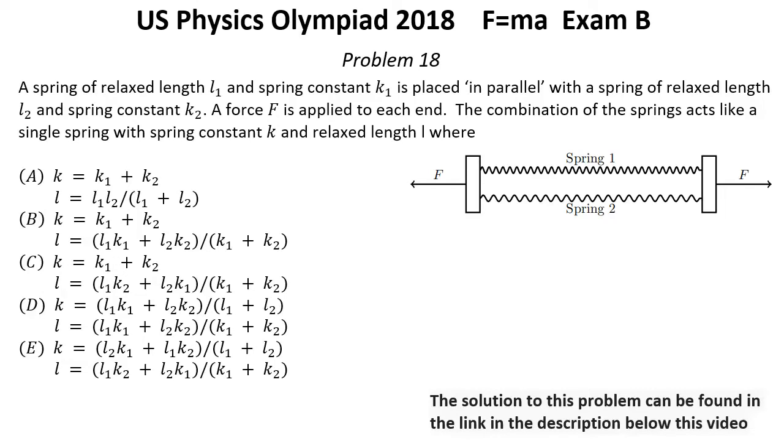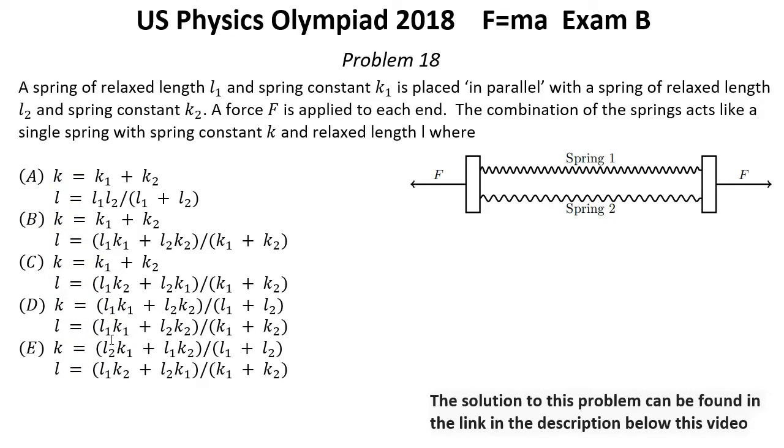Problem number 18. A spring of a relaxed length L1 and a spring constant K1 is placed in parallel with the spring of a relaxed length L2 and the spring constant K2. A force F is applied to each end. The combination of the springs acts like a single spring with the spring constant K and the relaxed length L, where we have the following expressions for K and L.